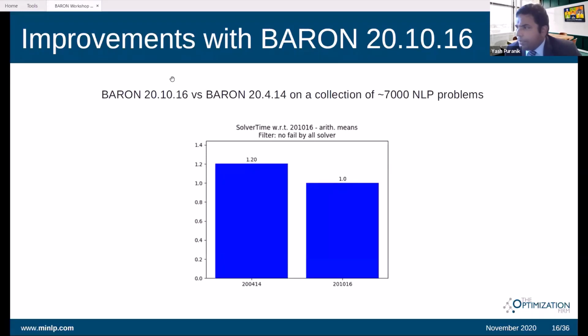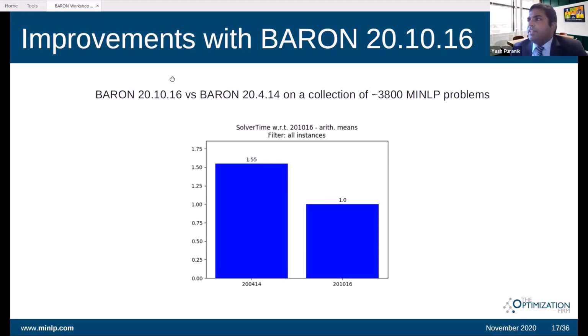If you compare the arithmetic mean of the solver time, just like before, we take 20.10.16 as the reference version and take the ratio of solution time with BARON versus the reference solver time. If we compare that figure, we can see that the current version is doing 20% better on average than the version 6 months ago.